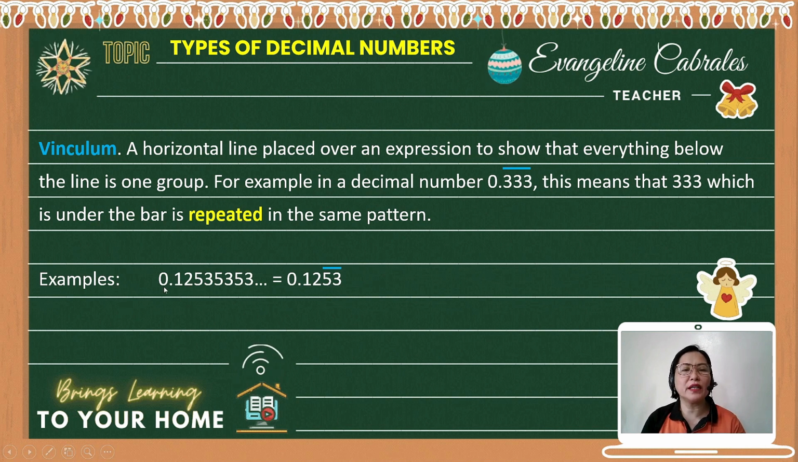So, instead of writing 0.12535353, anong napansin nyo na umuulit? Yes, that is 5 and 3. So, yun yung pattern. Paulit-ulit lang yung 5, 3, 5, 3, 5, 3. So, instead na paulit-ulit siyang isulat, ang isusulat na lang ay 0.1253 at lalagyan ng vinculum sa ibabaw ng 53 to show na siya ay paulit-ulit lamang na nandito sa kasunod ng 12.